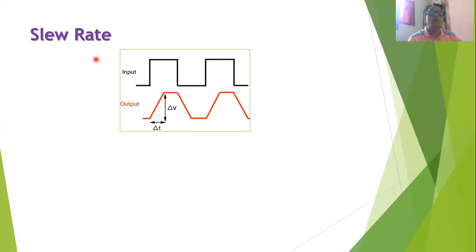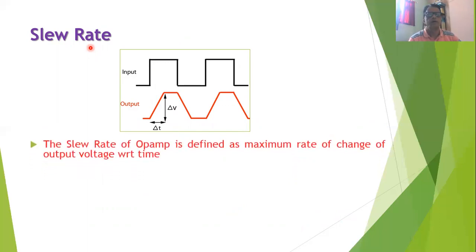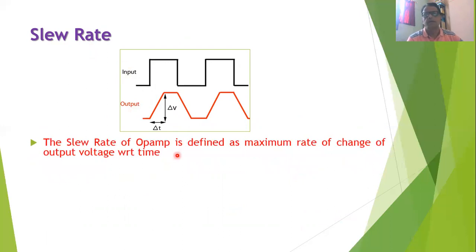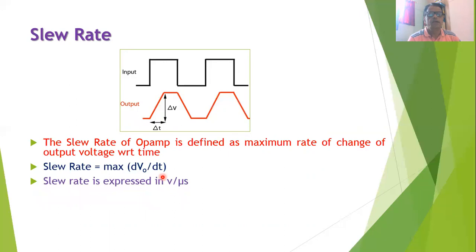Now we will go for the discussion of another parameter that is associated with the operational amplifier, and this parameter is called the slew rate. The slew rate of the operational amplifier is defined as the maximum rate of change of output voltage with respect to time. That is, we write the slew rate is equal to max of dVo upon dt, where dVo will represent the change in the output voltage and dt will represent the change in the time. Whenever we want to measure slew rate, we express it in volt per microsecond.